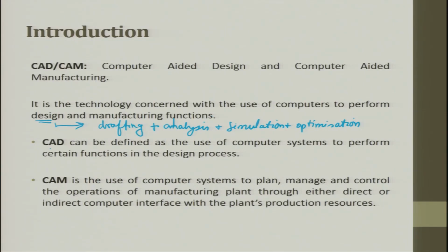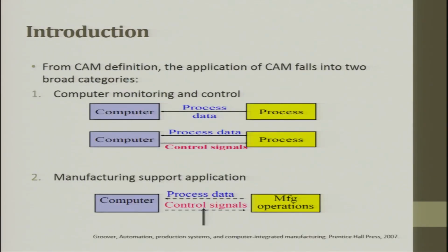The CAD can be defined as the use of computer systems to perform certain functions in the design process. CAM is the use of computer systems to plan, manage and control the operations of a manufacturing plant through either direct or indirect computer interface with the plant's production resources. This is CAM. For the CAM definition, the application of CAM falls in two broad categories. One is computer monitoring and control, and the other one is manufacturing support application.